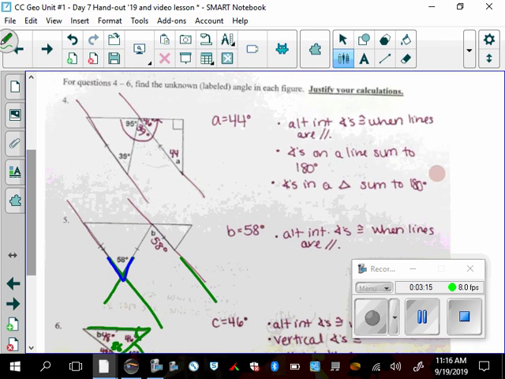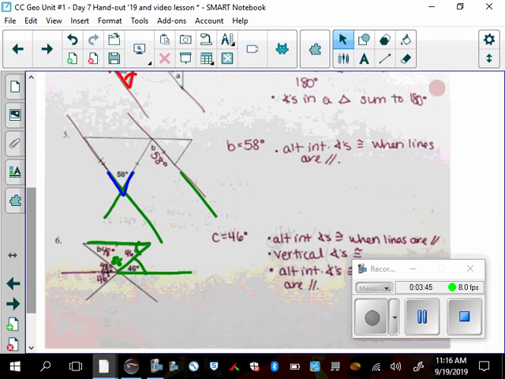For 4, 5, and 6, I like to extend the lines out so I can see the parallel lines cut by the transversal. For 4, I recognize the Z between the two parallel lines. So I labeled this as 39. And then those three angles have to add to 180. After that, the triangle has to add to 180, ending me with 44.